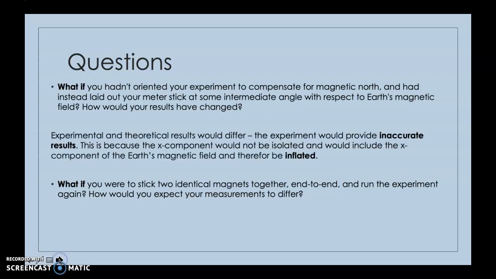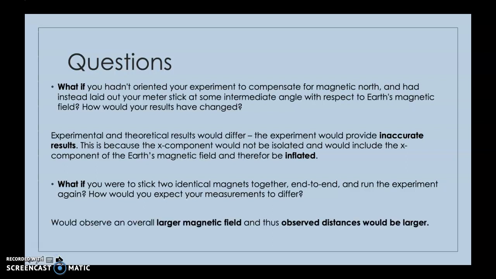If I hadn't oriented the experiment to compensate for magnetic north, my experiment and theoretical results would differ, and therefore my experiment would have overall provided inaccurate results. This is because the x component would not be isolated, and would also include the x component of the Earth's magnetic field, and therefore would be inflated.